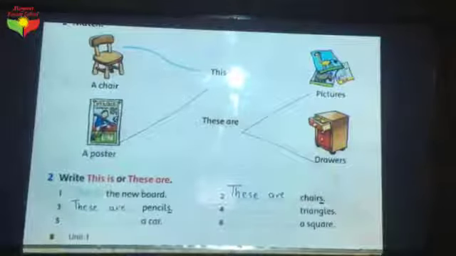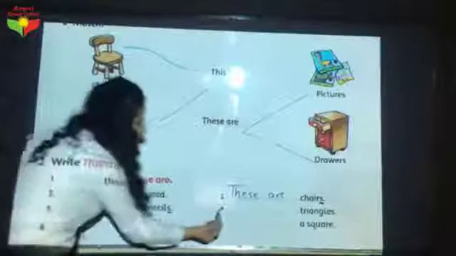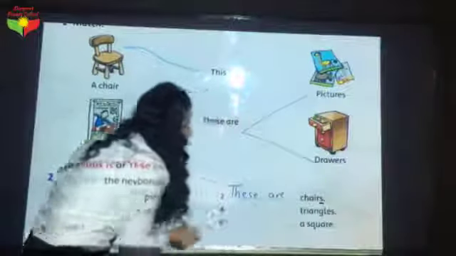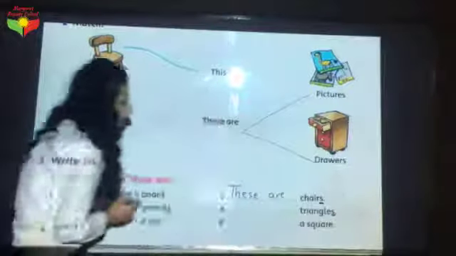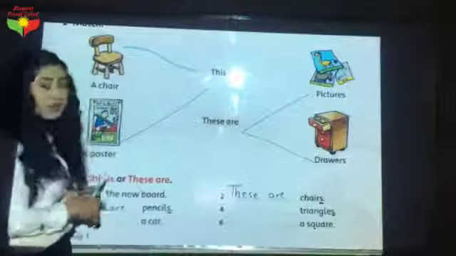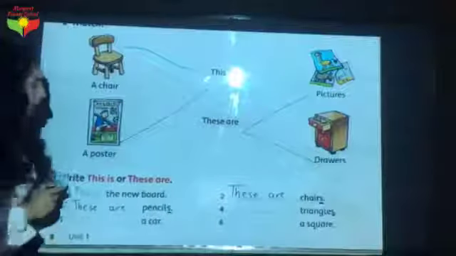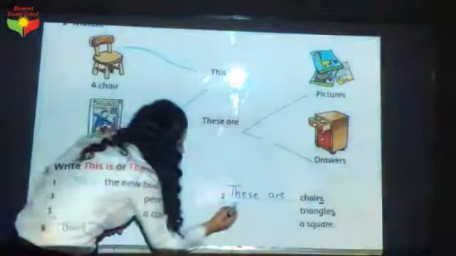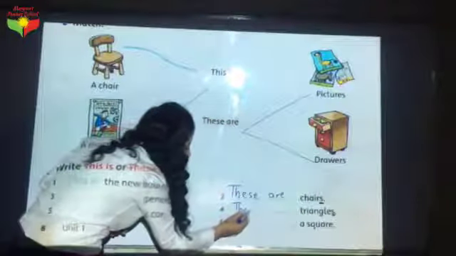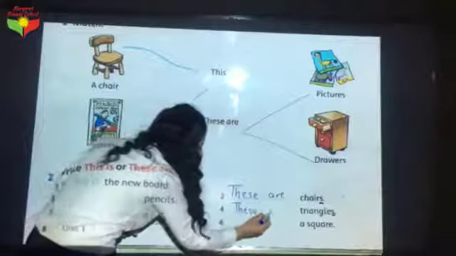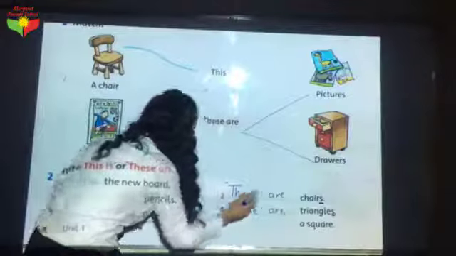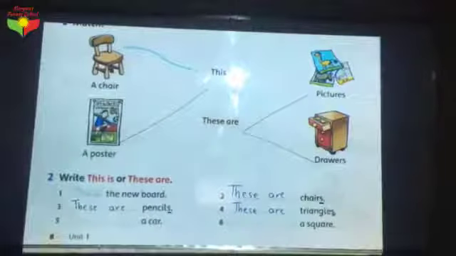Now let's go to the fourth one. We have a space, triangles. Look at this S. It means that we have more than one triangle. That is why we have to use these are. So write these are.